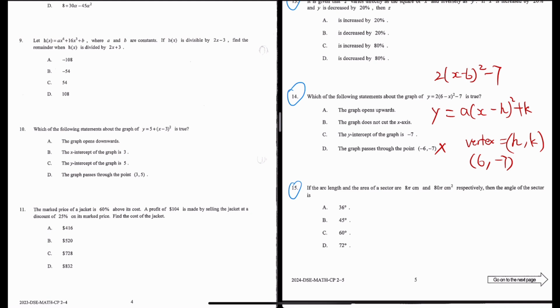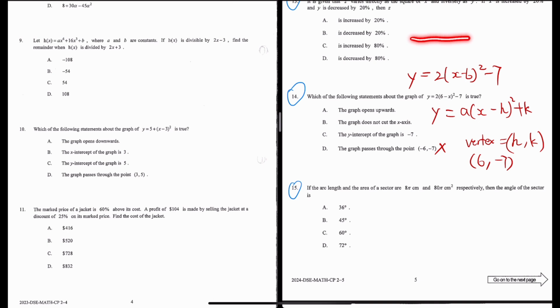And then the y-intercept of the graph is negative 7, y-intercept. Y-intercept is that when you put x equals to 0, okay? When you put x equals to 0, so 0 minus 6 should be negative 6 squared, 36 times 2 minus 7, you know it's not negative 7, okay? This is not the general form. This is called completing square formula, okay? The graph does not cut x-axis.